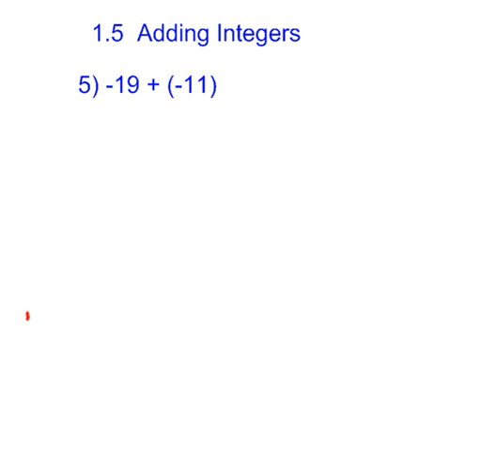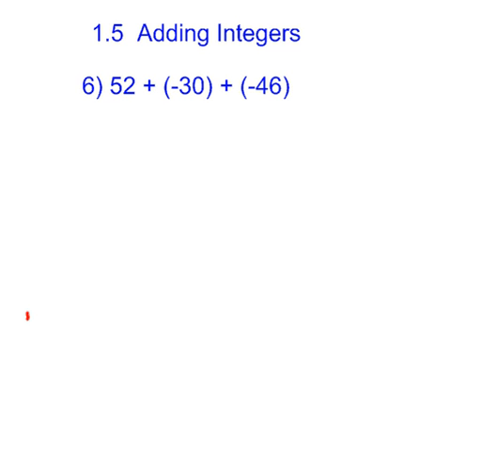Number 5, negative 19 plus a negative 11. Both cards are going to be red, and we know that if they're both red, our answer is going to be negative. And we're going to add them together. So our answer would be negative 30.